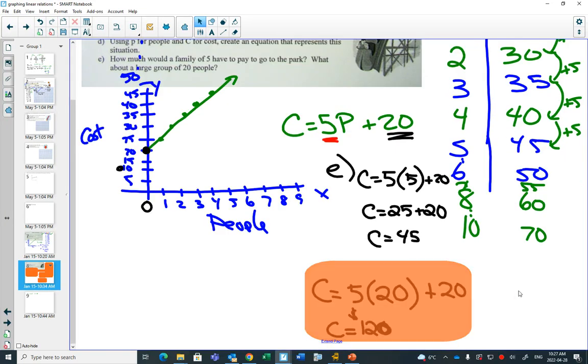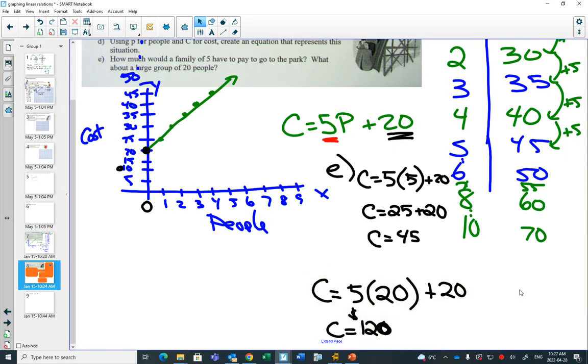What about a large family of 20 people? Only $120. Pretty good cost per person, right? But I'm pretty sure that if you have a family of 20, your life is pretty expensive.